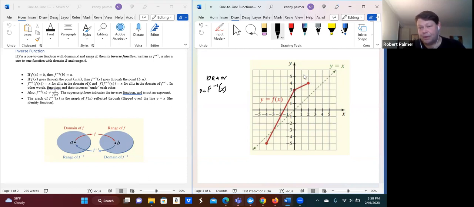Notice this point here is (2, 4). This one is (0, 3). And this point down here is (-4, -5). What this also says is, if the graph of f of x goes to the point (a, b), then f inverse goes through the point (b, a). Switch it. So the inverse function will go through the point (4, 2).